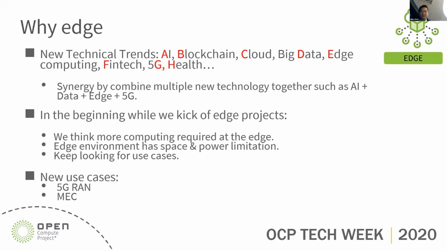And at that time, we only had a rough idea about edge. We just knew that at the edge, the power is constrained and the space is constrained. So that's why we made this edge server with short depth. And today, we finally find some use cases. For example, to use the edge server in 5G RAN and also in MEC. So quite a similar idea to what Frank just presented.